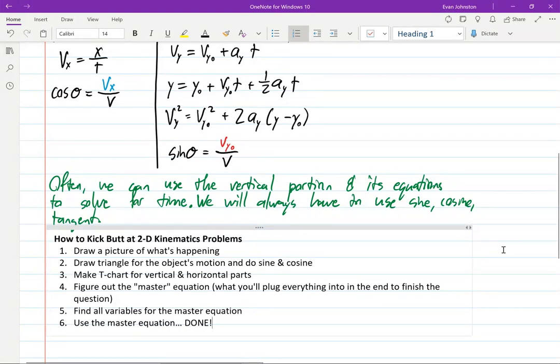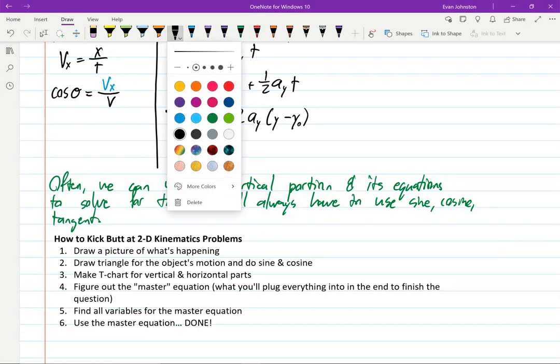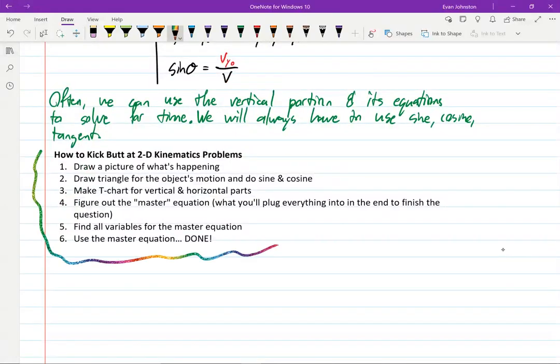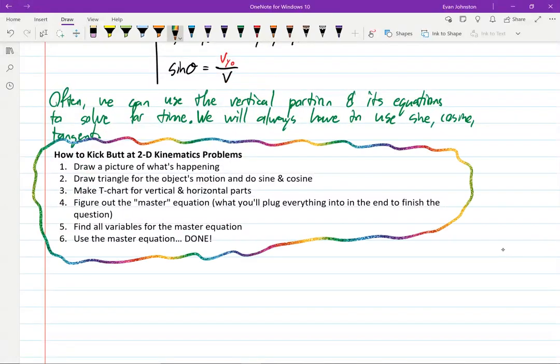I would star this, I would circle this, I would do something here so that you know this is an important thing. This is going to be a great overall set of steps to be able to reference and follow. And so that's it.